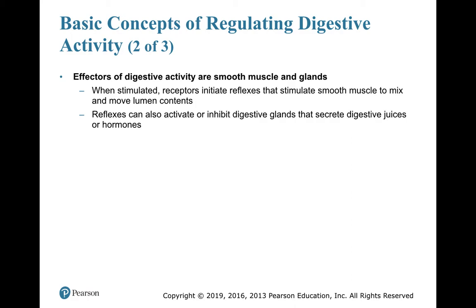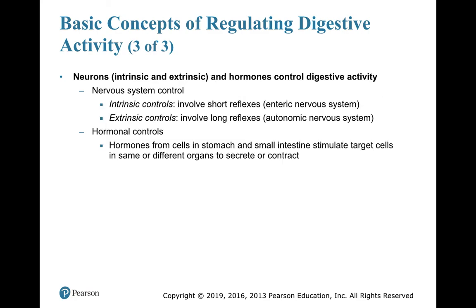And when they are stimulated, the receptors initiate reflexes that stimulate smooth muscle to mix and move the contents of the lumen. And there are also reflexes that can activate or inhibit digestive glands to secrete digestive juices, which are going to break down materials. They're enzymes that break down materials, or hormones that will go back and regulate motility. And that will be based on the type of materials that we find in the digestive tract at any given point. So the neurons, either intrinsic or extrinsic, and the hormones control digestive activity.